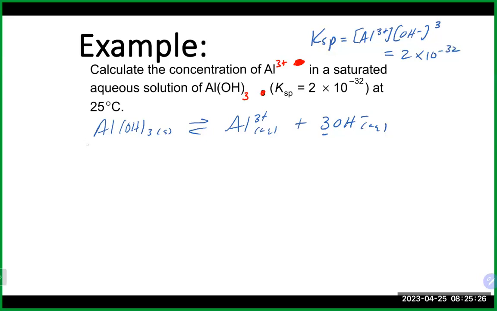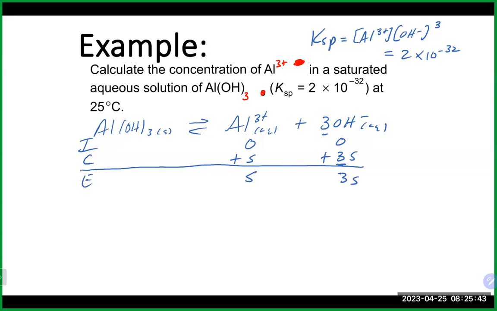Doing our ICE table, we'll go with 0 and 0. We'll go with our change, which will be plus S, plus, once again, 3S. You don't want to miss the 3 there either. This will then get us S and 3S at this point. Any questions on the ICE table here?